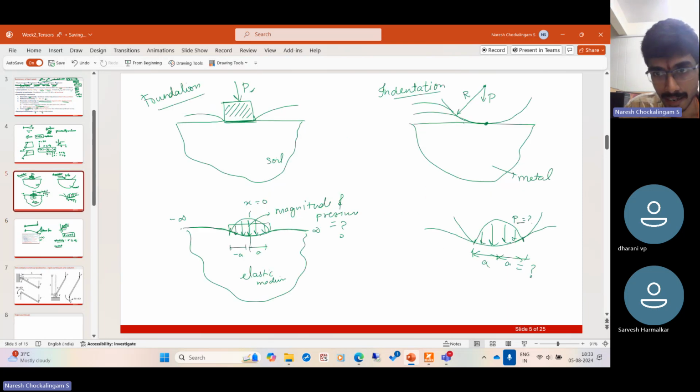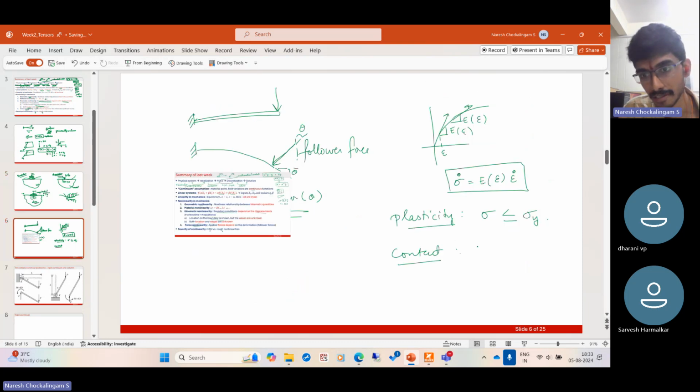For example, here, you can say that the gap between this surface and this surface, call it some delta. This delta, which is a function of x, should always be greater than or equal to 0. If this gap is less than 0, it means this solid has gone into the other solid, which is unphysical. So in contacts, you have inequalities such as the gap is greater than or equal to 0.